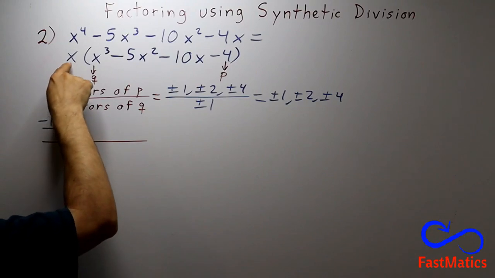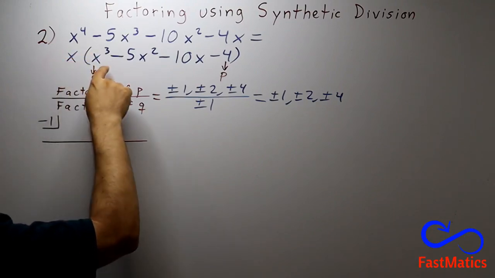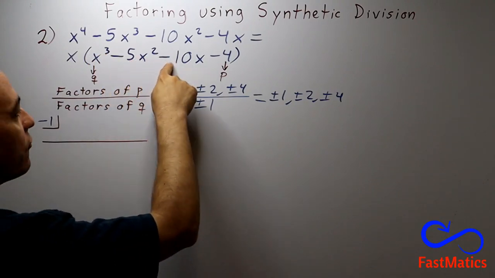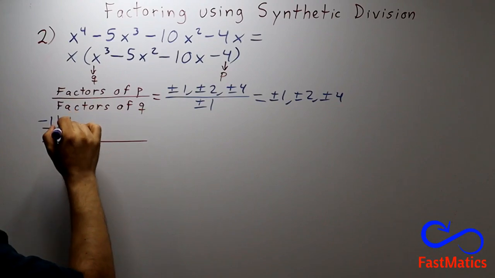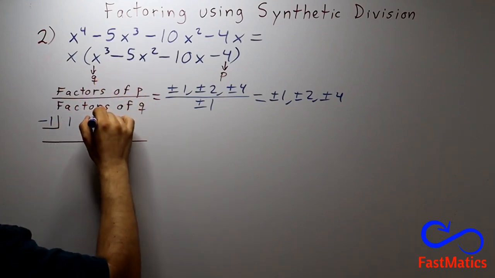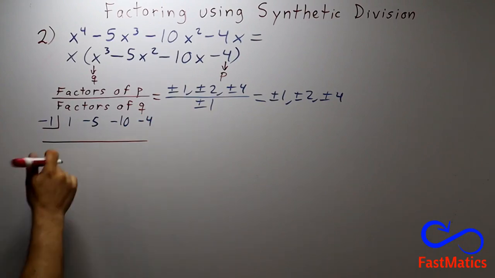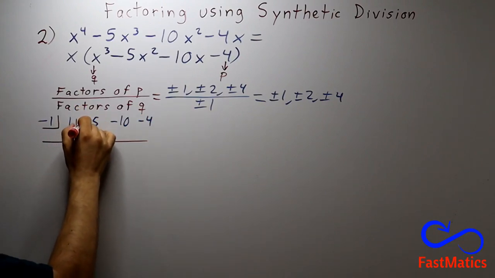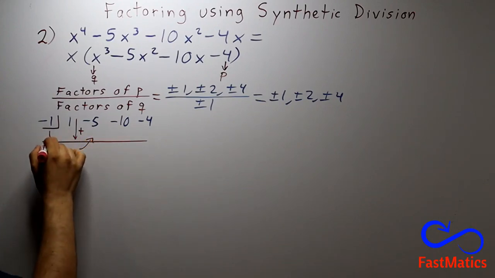And after that, I will write the coefficients of our polynomial. Pay attention, not the x. Here it is already factorized. The coefficients of our polynomial, very, very important: the number 1, the negative 5, the negative 10, and the negative 4. And remember, first of all, you add, and after that, you multiply.